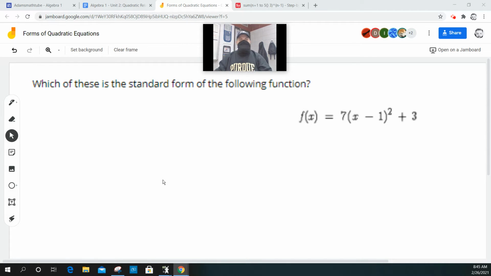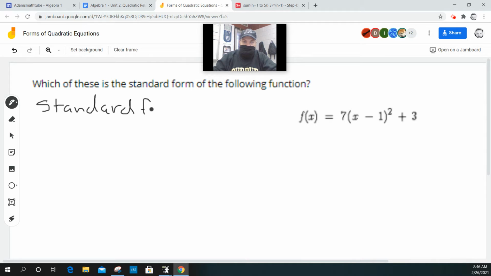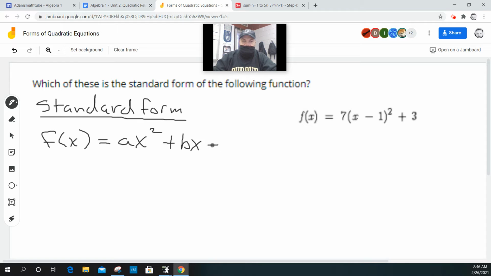Now, I do want you to write down standard form, or you could say write this as the standard form. So to get this to standard form, let's talk about that. Now, whatever I write down, I want you to write down. So the standard form of a quadratic looks like this. F of x is equal to ax squared plus bx plus c.